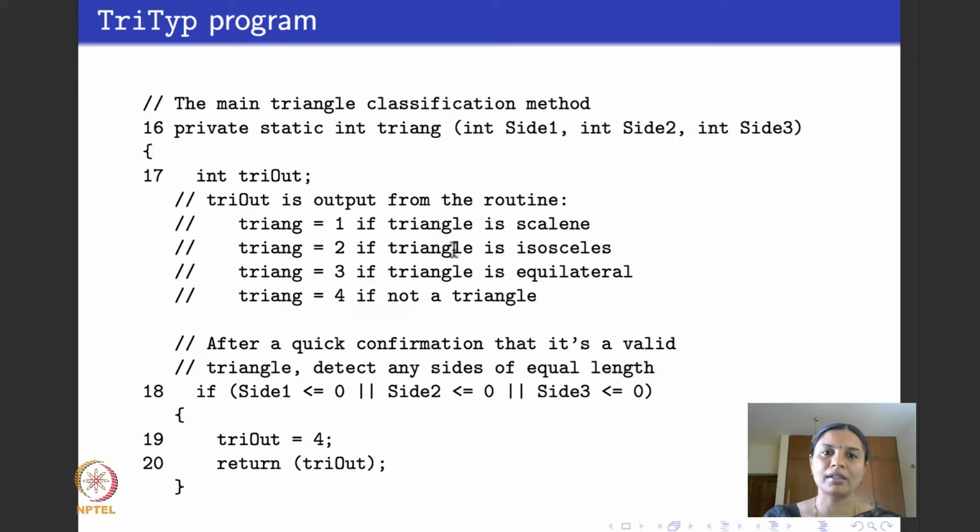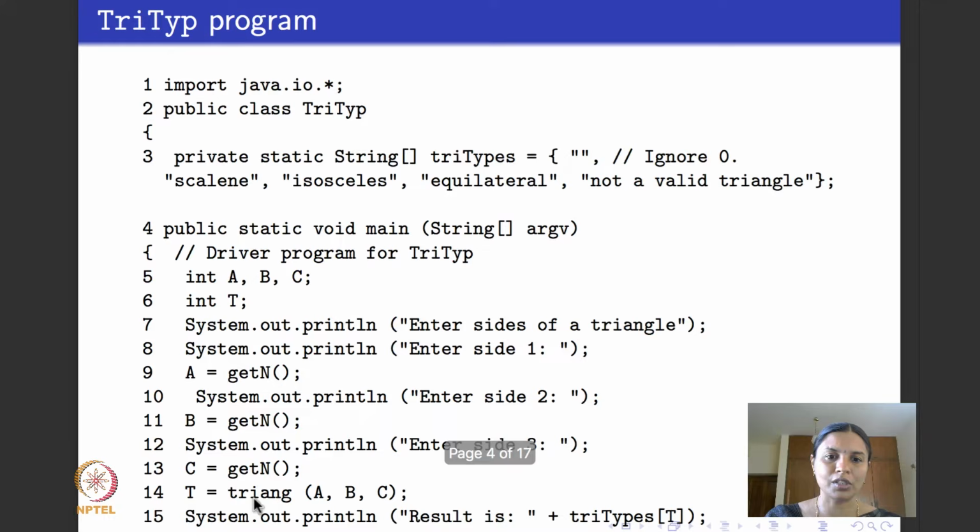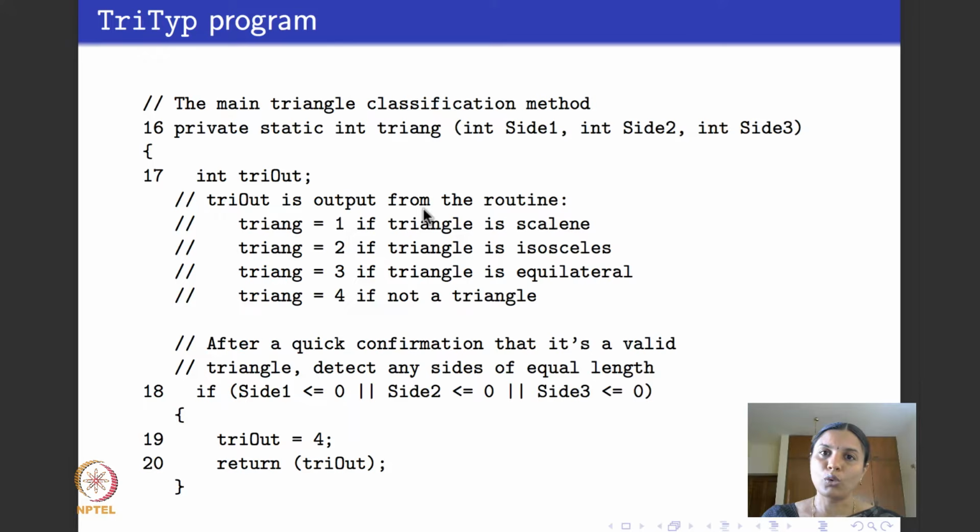So here is the main triangle classification method, triang. As I told you, code will be presented over several slides. Please read it as a contiguous fragment of code, and from end to end the code may not be executable. We are concentrating only on the fragment as it's relevant for us to be able to understand test case design.